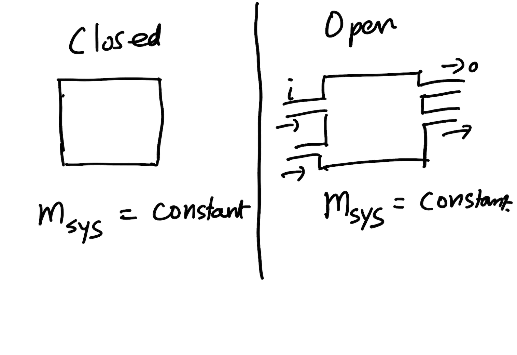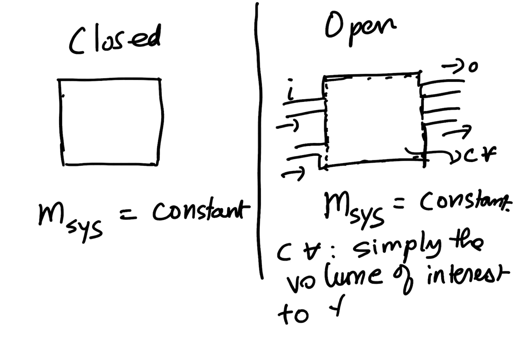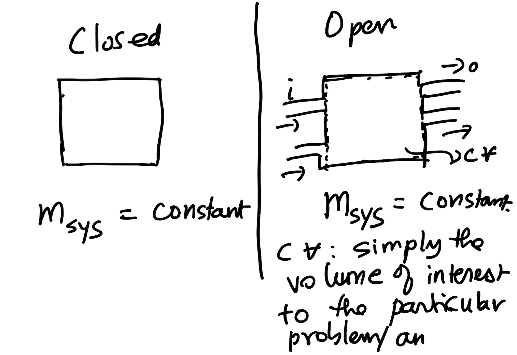Now, what is the principle of conservation of mass? It's just simply saying that the mass of a system is constant. Now, in this case, we don't take a system approach, rather we take the approach of a control volume, wherein this volume is the control volume. Control volume is simply the volume of interest to the particular problem or analysis.